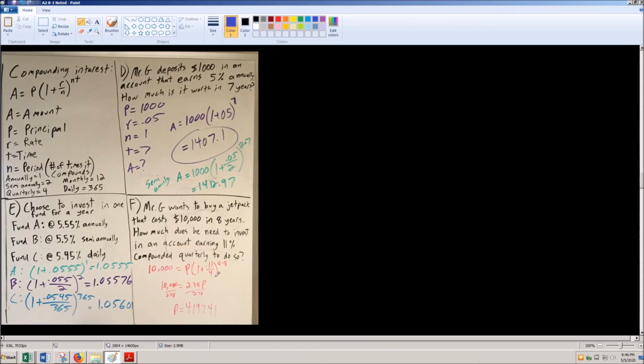So I would take that value, which comes out to be approximately 2.38, and I'm going to divide both sides, and I get my P value to be approximately $4,197.41. So if I took this amount and invested it now, in 8 years' time I would have my $10,000 and I'd have my sweet jetpack.